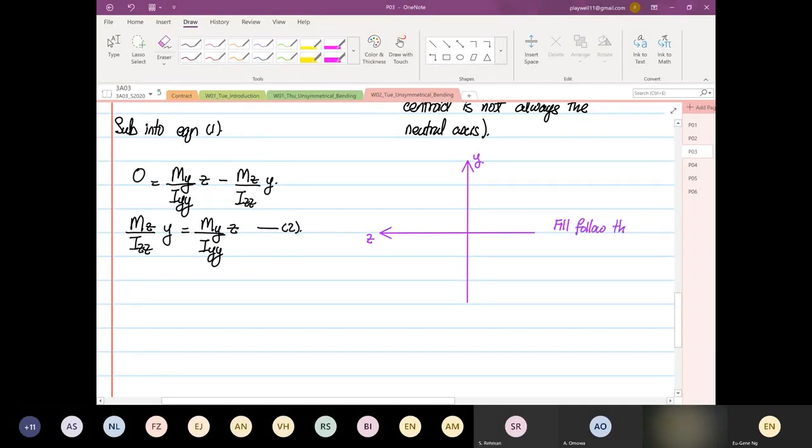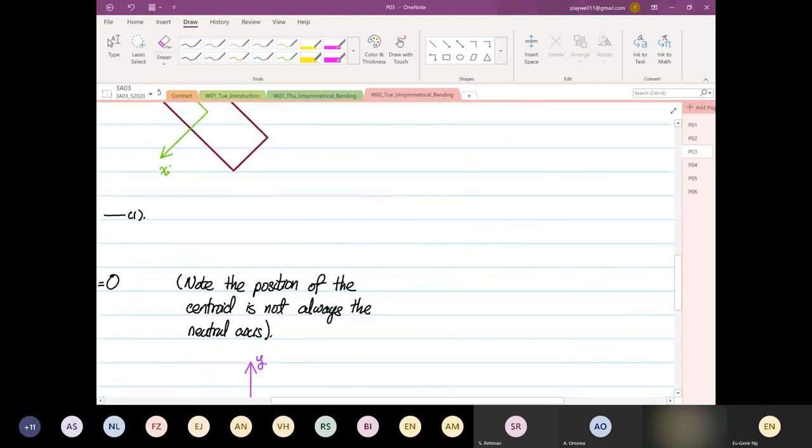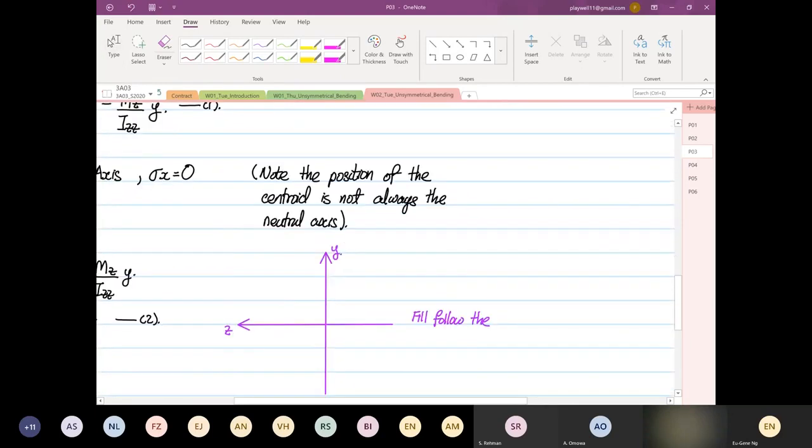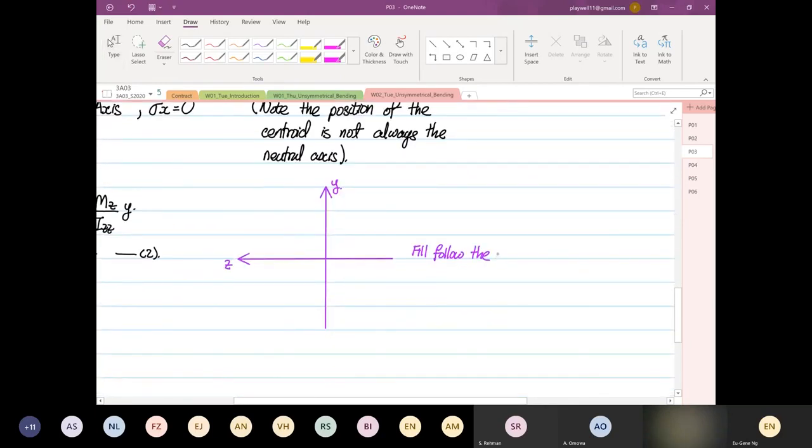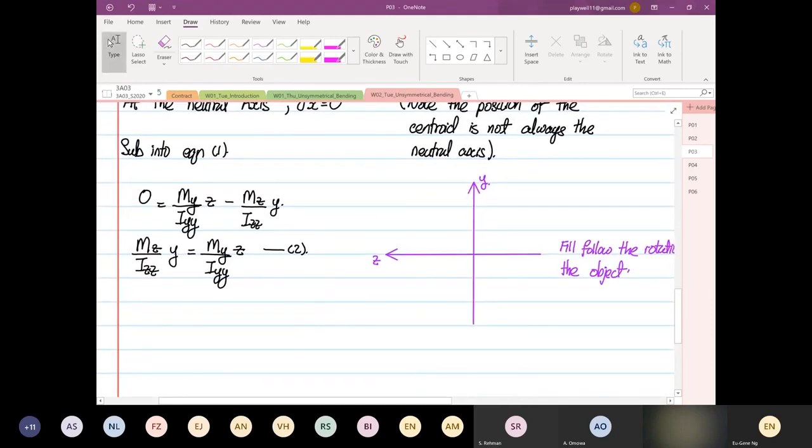The rotation will follow the rotation of the object. Okay, so we have our moment. Remember, we had our moment earlier. So I'm going to impose the moment. So we have a moment over here.